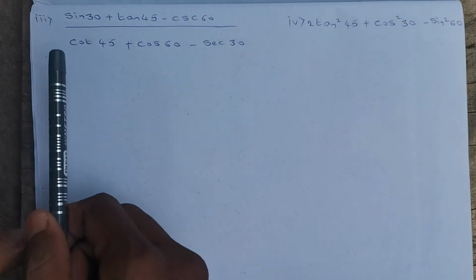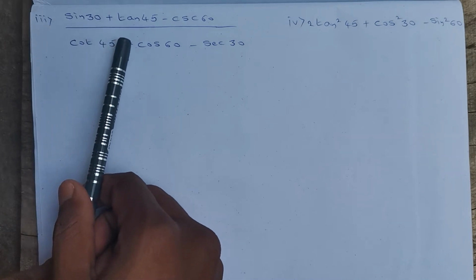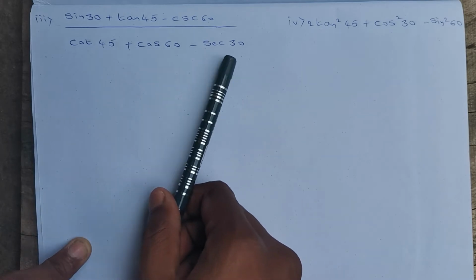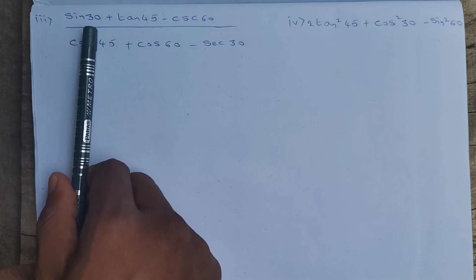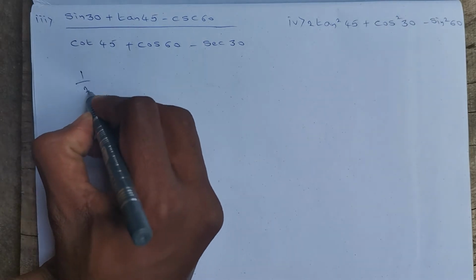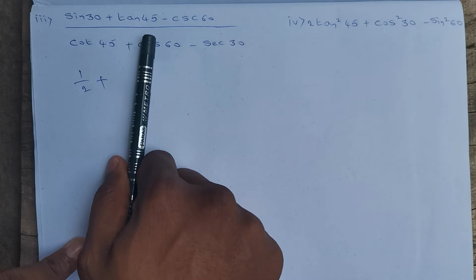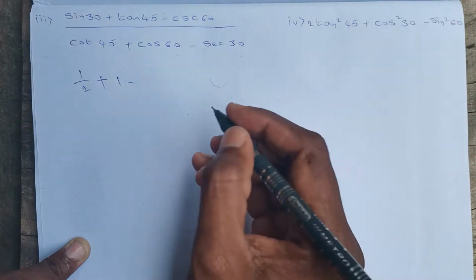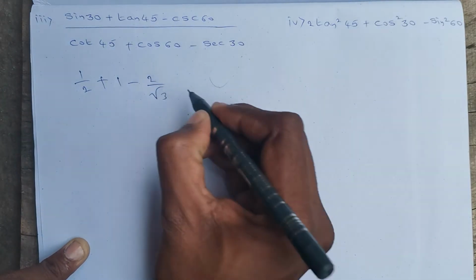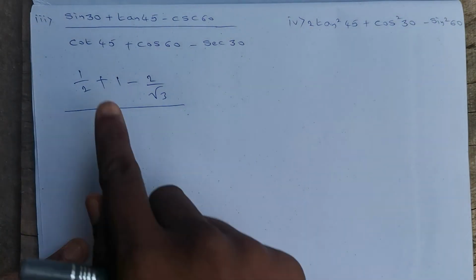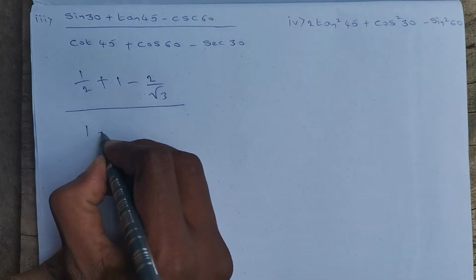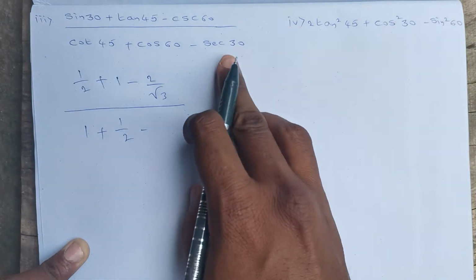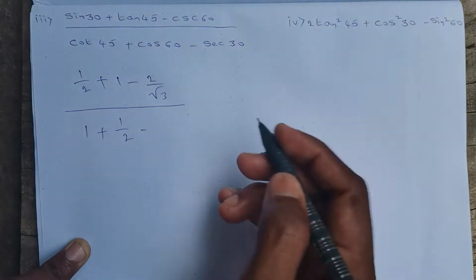Next, question number 3 is sine 30 plus tan 45 minus cosecant 60 divided by cot 45 plus cos 60 minus secant 30. Here first term is sine 30. Sine 30 value is 1 by 2 plus tan 45. Tan 45 value is 1 minus cosecant 60. Cosecant 60 value is 2 by root 3, whole divided by cot 45, 1, plus second term cos 60, 1 by 2, minus secant 30, 2 by root 3.